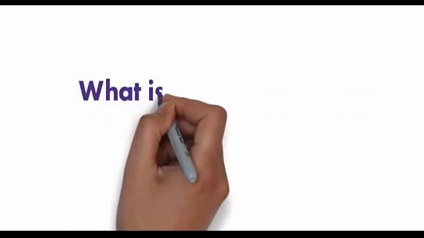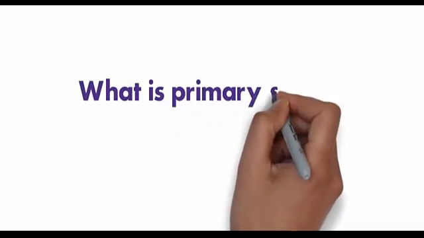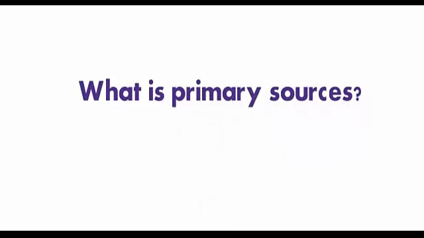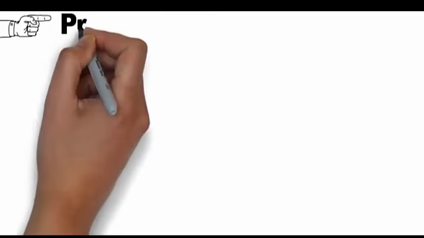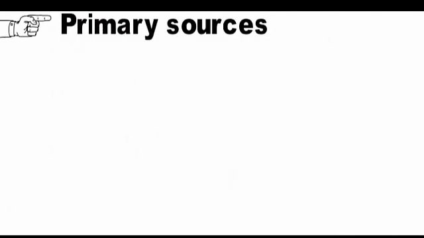Today our topic is how to analyze a primary source in a research paper. First of all, we need to understand what primary sources are. A primary source is a first-hand account of an event.